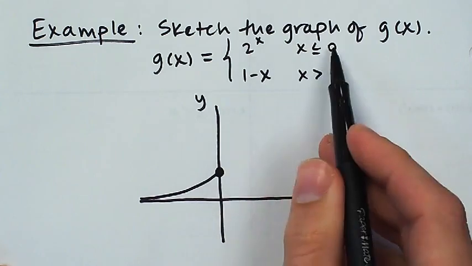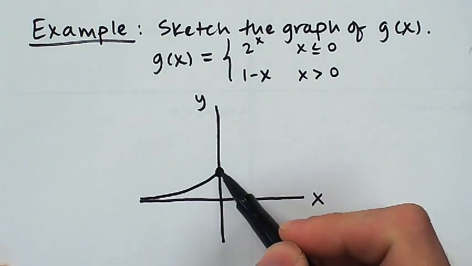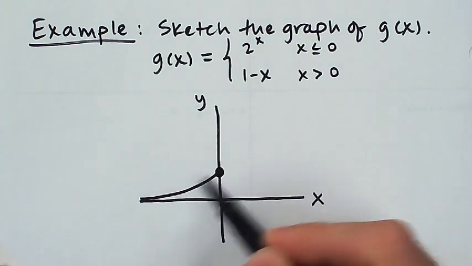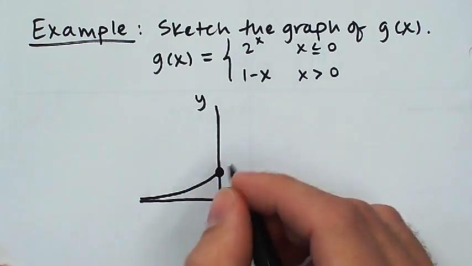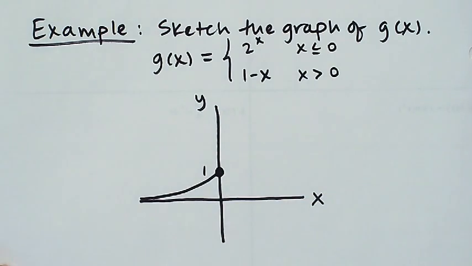Now, at the right edge of this part of the graph, I guess is what I'm saying, the y-coordinate is going to be 2 to the 0. We know that 2 to the 0 is equal to 1, so I'm just going to label that there.